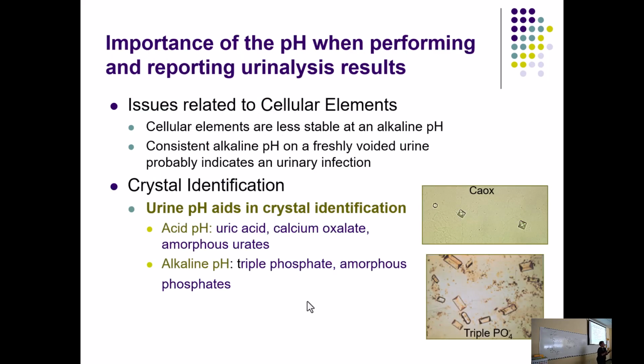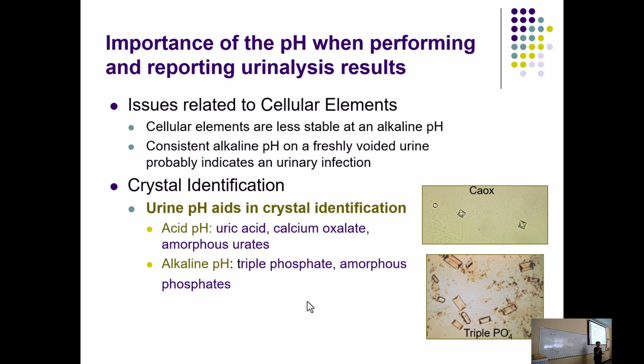So again, lots of things we can tell for other reasons, but the importance when you're actually doing a urinalysis is certain pHs are going to affect your cellular elements. If we have a urine that's highly alkaline, there's a really good chance it's going to break down our red cells, our white cells, our casts, our crystals. So we may miss things that are there because of the highly alkaline urine.